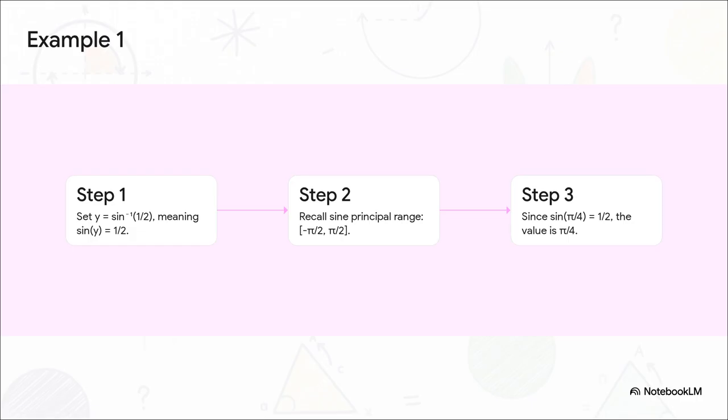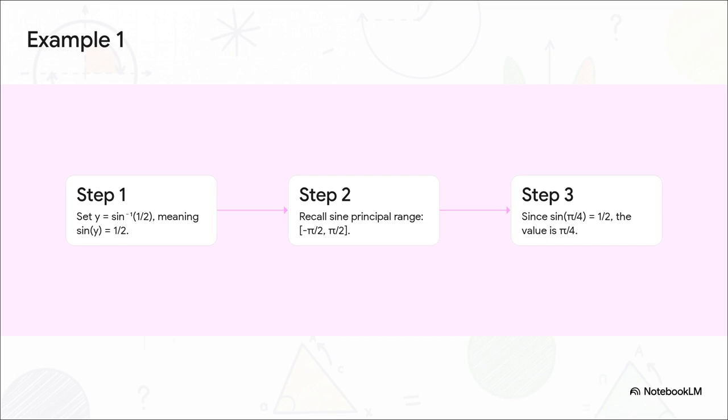Find the principal value of inverse sine of 1/2. Step 1. Let's set the equation to y, so y equals inverse sine of 1/2. By the very definition of inverses, this algebraically means we are looking for an angle y where sine of y equals 1/2. Step 2. We immediately consult our mental master table. The principal value branch for inverse sine is the interval from -π/2 to π/2. Our answer absolutely has to fall into that specific window.